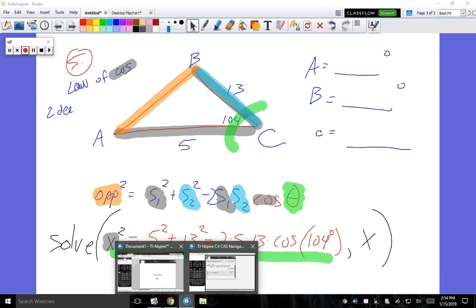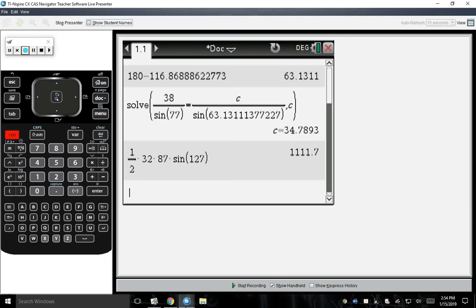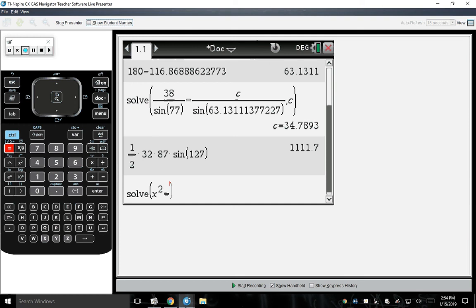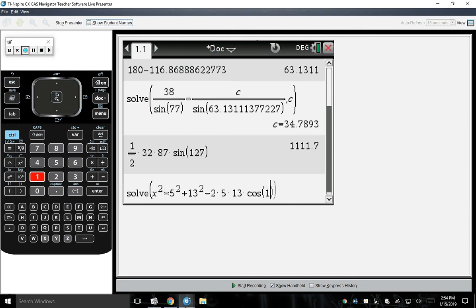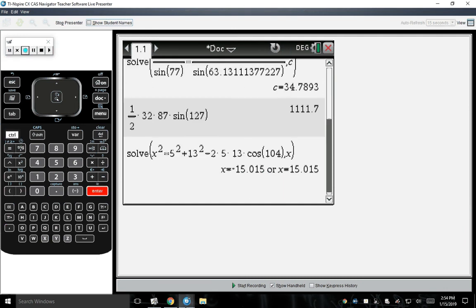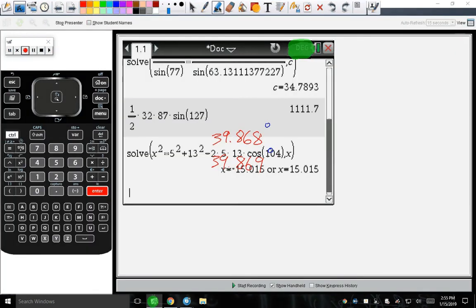Alright, 5, 13, 104. Now we're going to do menu 3, 1. We're going to do x squared is equal to 5 squared plus, what was it? 13 squared minus 2 times 5 times 13 times the cosine of what? 104? Okay, thank you. And then comma x. Now, can someone tell me why I got 2 different answers? I did control enter, but because x is squared. Because over here, nicely done, good participation points.